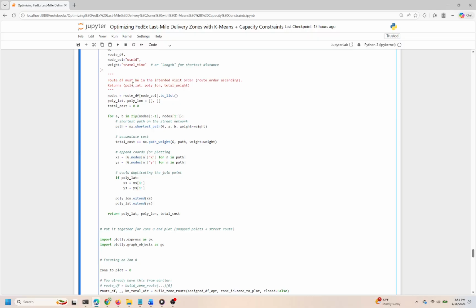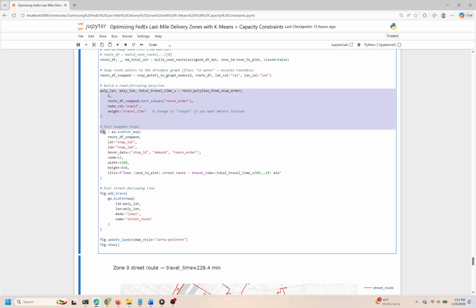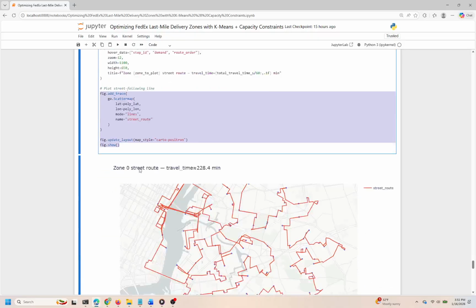Looking ahead, the next cell will likely delve into evaluating this optimized routing approach further, perhaps exploring how it performs against different parameters or comparing multiple zones, allowing us to assess the efficiency improvements achieved.